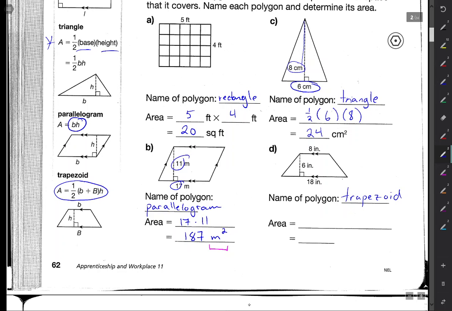We have 1/2 times little b plus big B, so that's like the little base times the big base, and then all of that is times the height. So let's plug in some numbers.